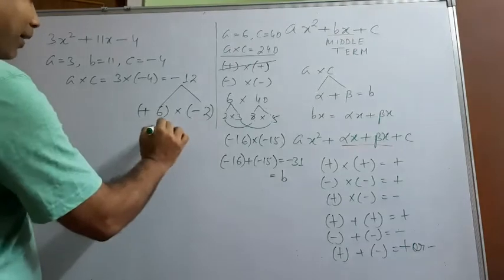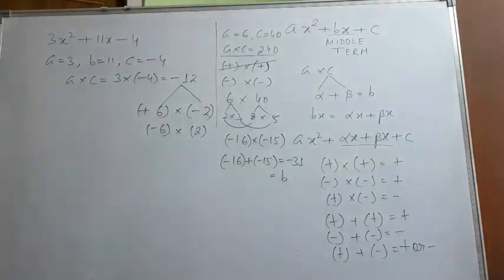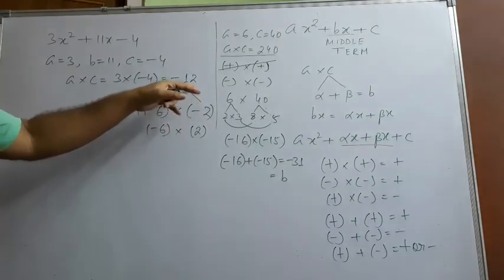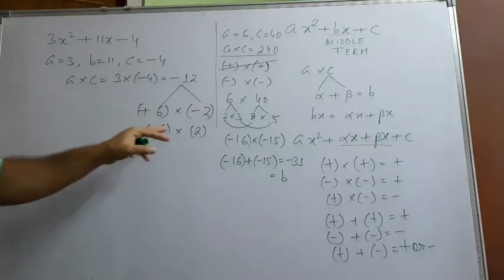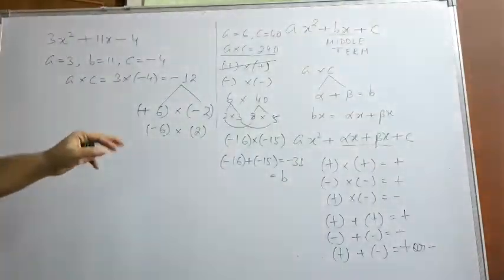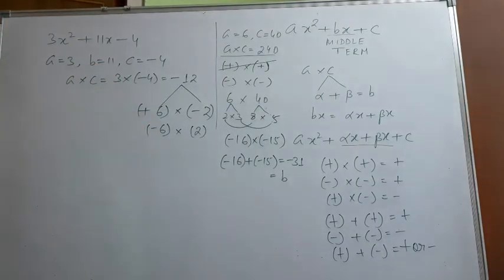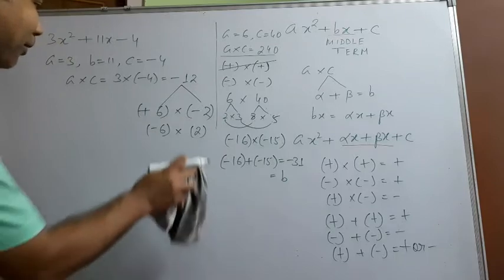Yeah, it should not be minus 6 and plus 2, because both will give you the same answer. Plus 6 and minus 2, if you multiply, the answer is minus 12. And minus 6 and plus 2, if you multiply, the answer is also minus 12. But here, as B is positive, I have to take the bigger factor as positive. So I should not take this one.